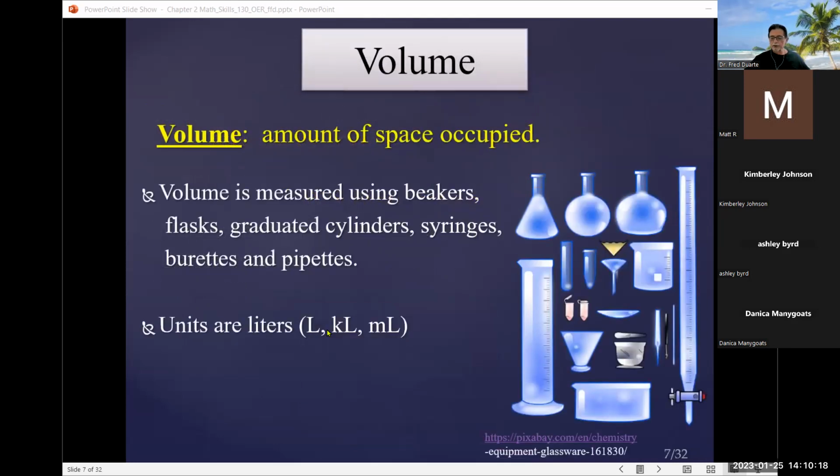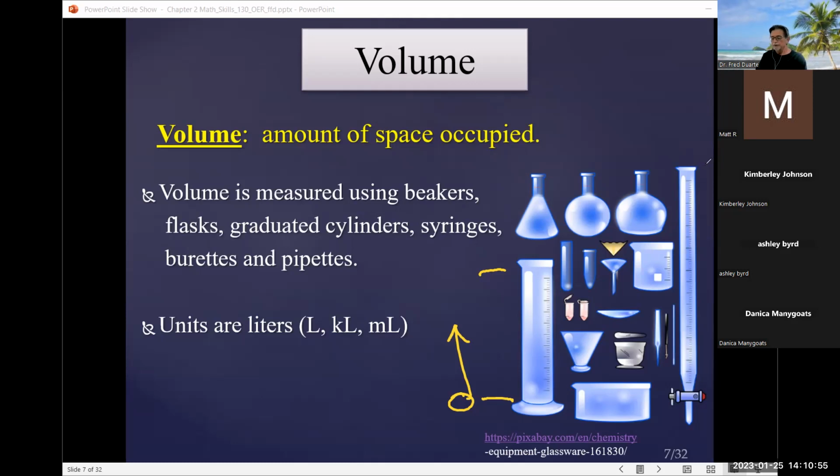All right, volume, we use the units of liters, kiloliters, milliliters. These are some of the glassware to describe how we measure it. Now, the thing to note here is when you look at the glassware to measure volume, if you look at this one, this is a graduated cylinder. The 0 point starts at the bottom and we measure up, okay? So we've got to be careful if we're measuring the volume of liquid, make sure you note where the 0 point is for the glassware.